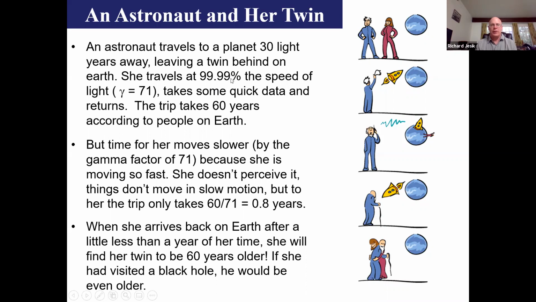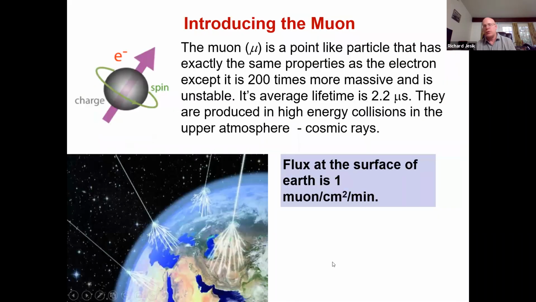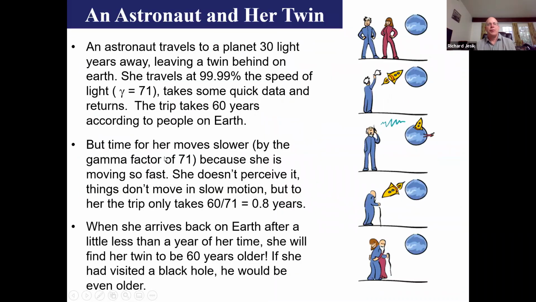Remember, every little bit doesn't seem like much, but it's huge. It goes from 0.995, gamma of 10, 0.99 is 22, 0.999 is 70. You add another nine, you go to 233. Those tell you the difference between how the fast-moving person is going to experience time. So this is a little bit more drastic example.